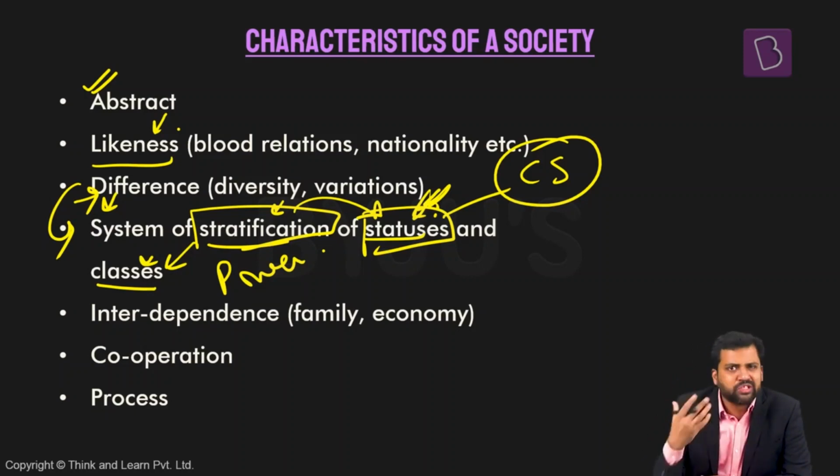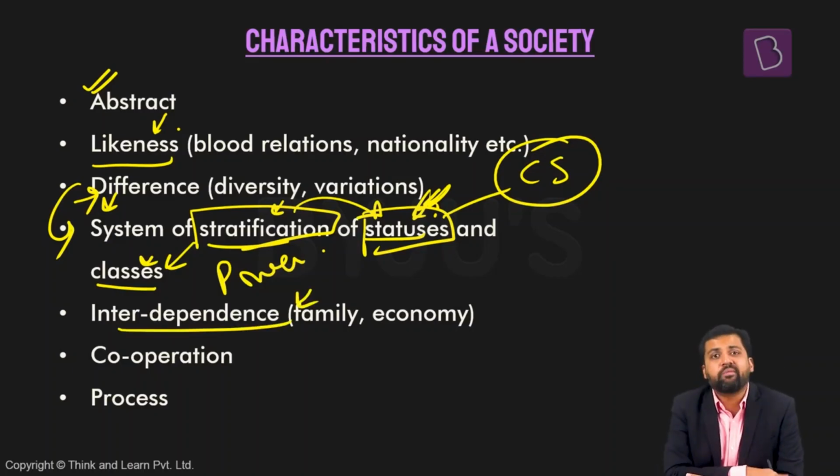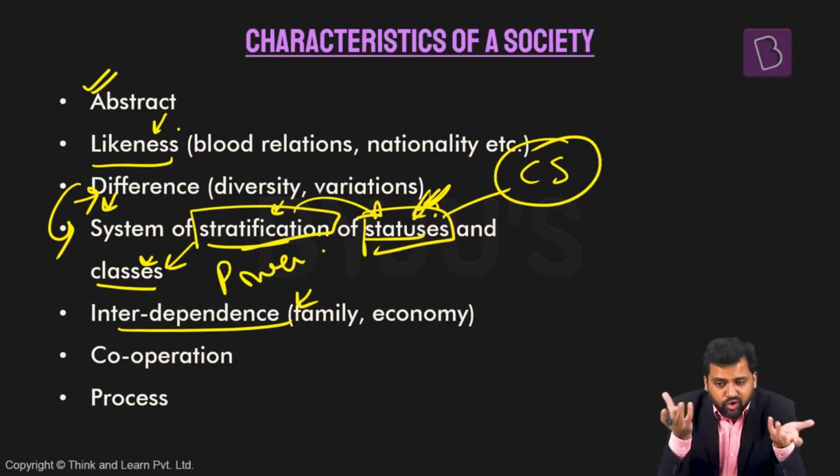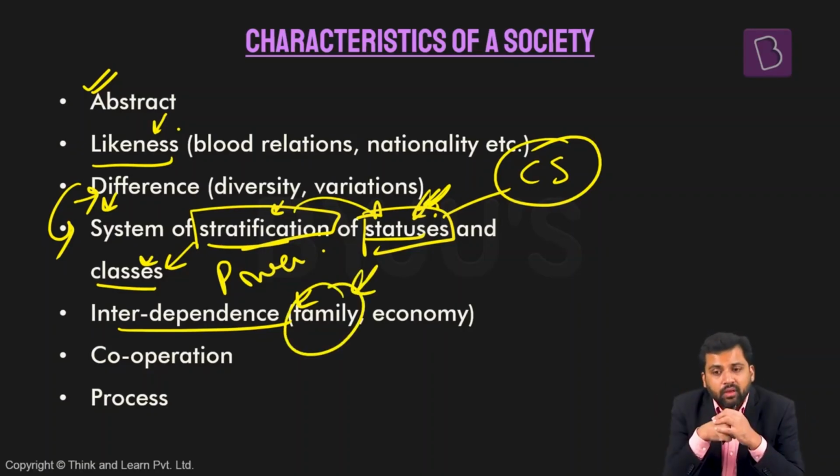These are all things which happen in all societies. These are all universal features. Within society, you will also find interdependence. Between people, you will find interdependence, depending on one another. One of the most common examples is family. In family, there's dependence. I'll give you an example.